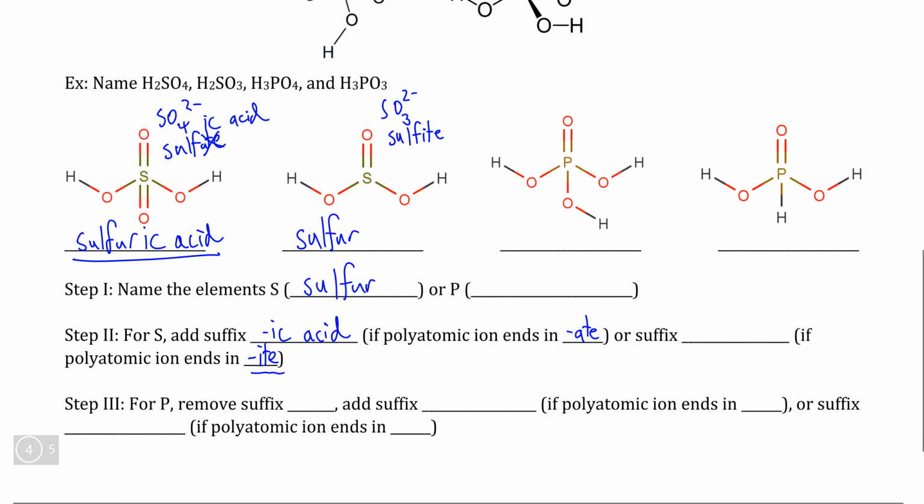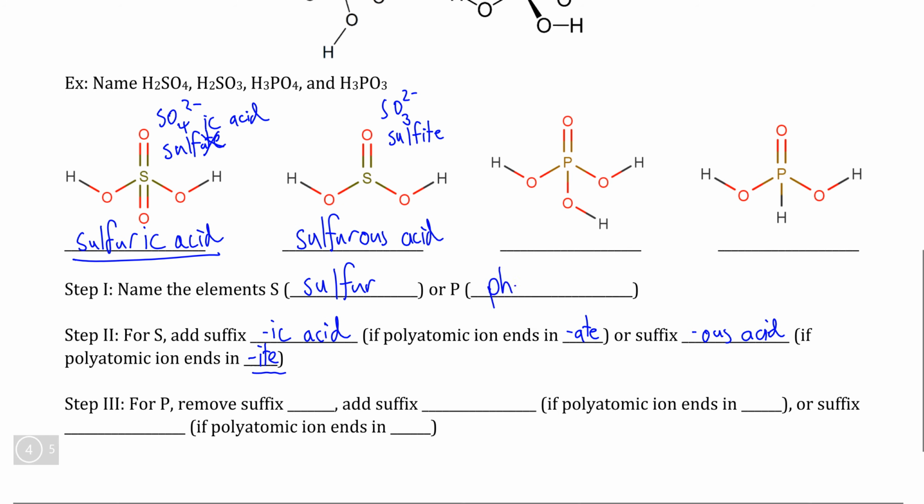Likewise, if the polyatomic ion like sulfite ends in -ite, instead of adding -ic acid to sulfur, all we do is we add -ous acid to sulfur, and we would end up with sulfurous acid.